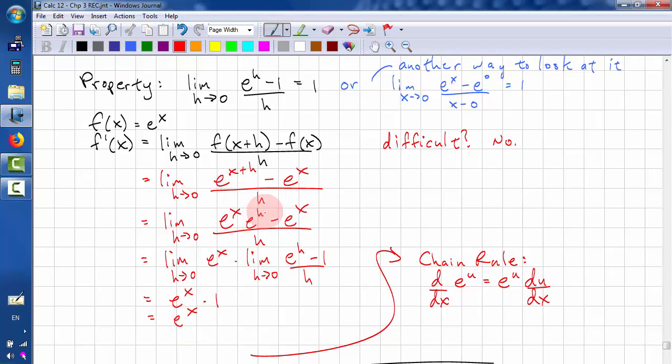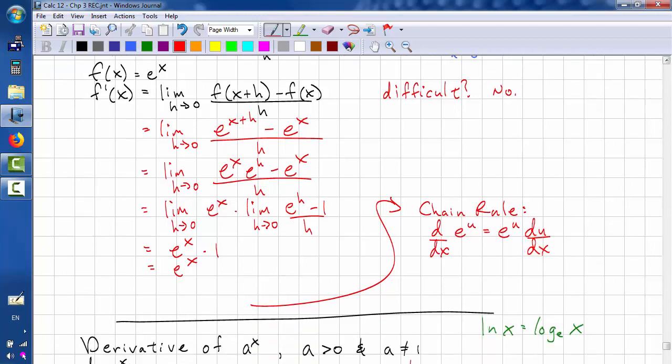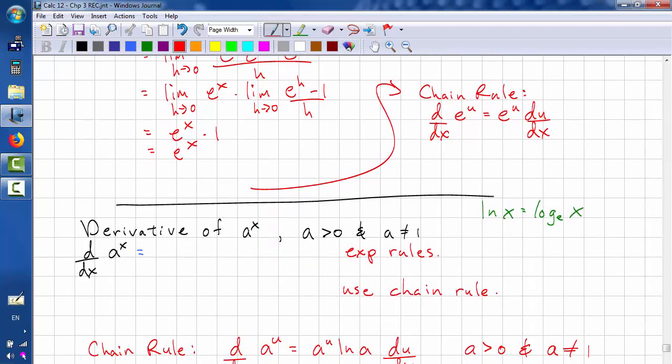However, we're not asked to do the derivative of e to the x very often. More often, we'll need to use the chain rule. Okay, so if we're doing the chain rule of e to the u, we have e to the u, and then we need the chain rule, du dx. Okay, so let's take a look at this.